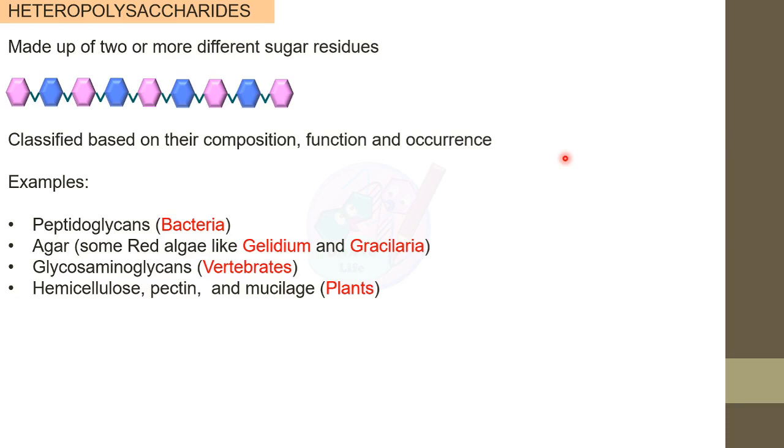different sugar units. They are classified based on their composition, function, and occurrence. So in different organisms, different types of heteropolysaccharides are present. For example, peptidoglycans, which are present in bacterial cell wall; agar, which is present in some species of red alga like Gelidium and Gracilaria; glycosaminoglycans, which are present in vertebrates; and hemicellulose, pectin, mucilage, which are present in plants.